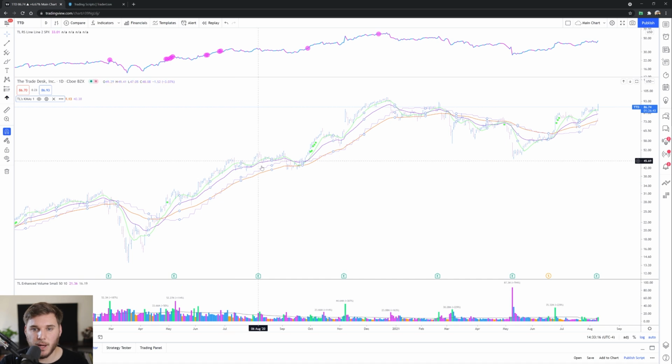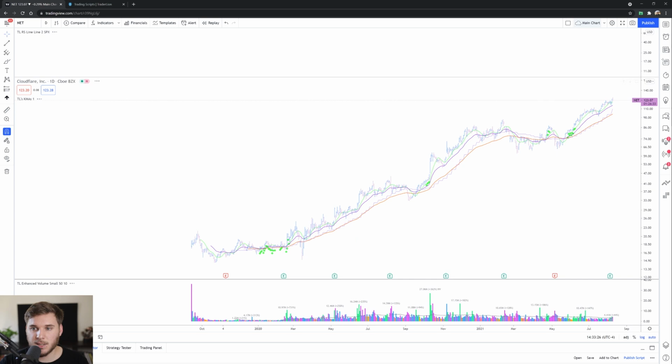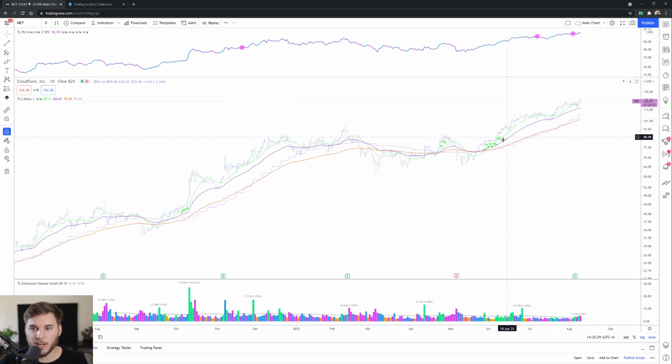And maybe in a future video, I'll talk about these green diamonds right here, which signify a launching pad characteristic, which is extremely, extremely important and shows up right before many stocks' nice uptrends and breaks out of bases.